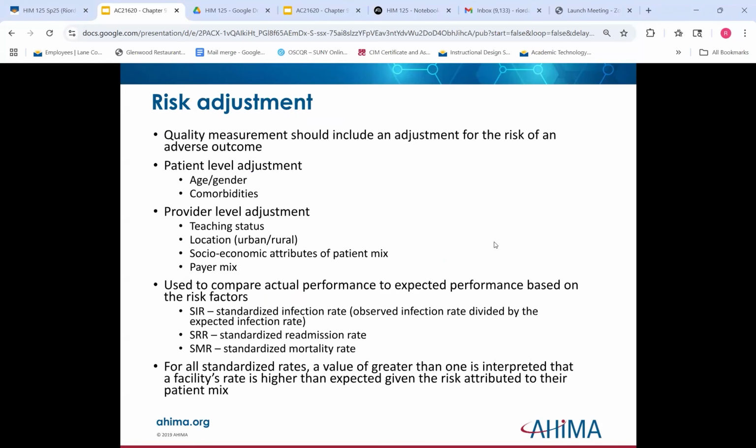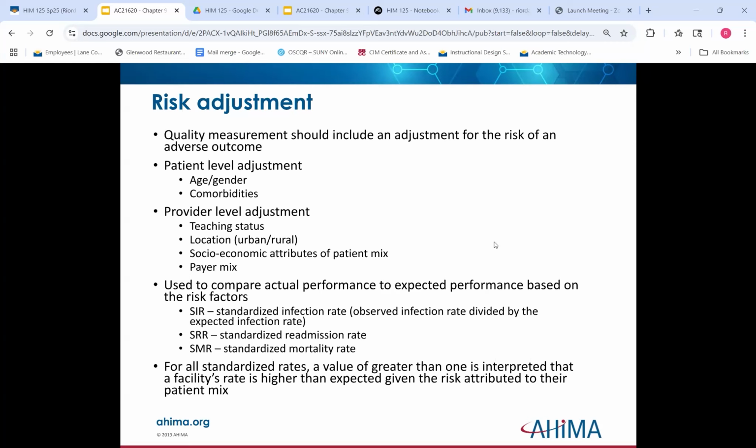We've covered risk adjustment in a few things, but this isn't necessarily related to reimbursement in terms of a risk adjusted score or an RAF. This is an adjustment of risk of an adverse outcome. It makes sense that patients who are older and have more comorbidities, are sicker, have a higher risk of complications. So we try to adjust for that.